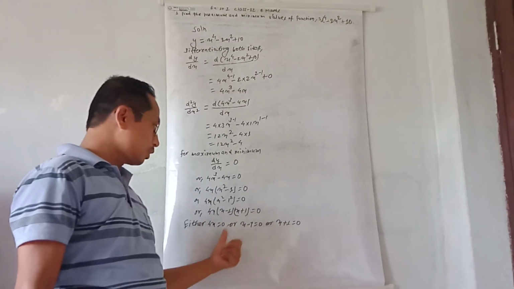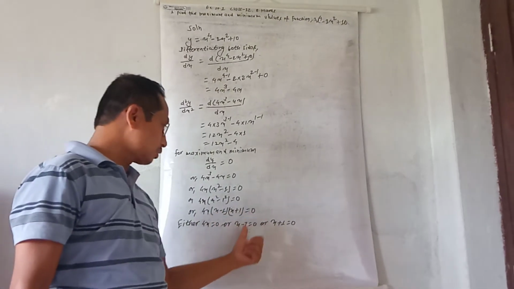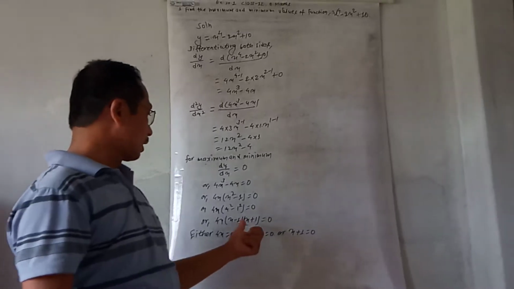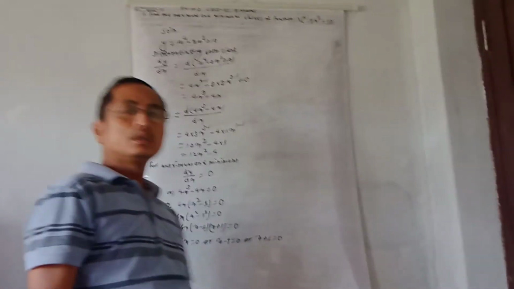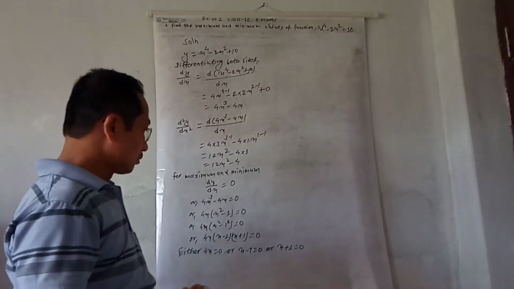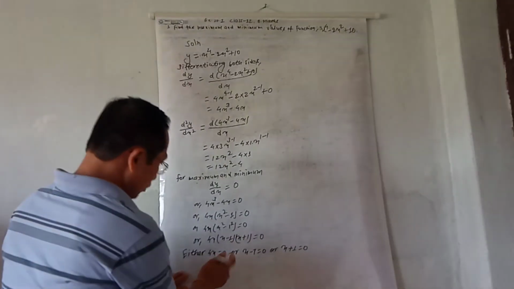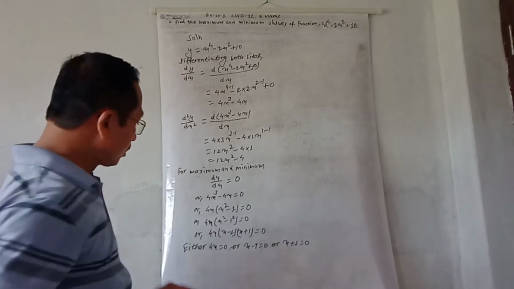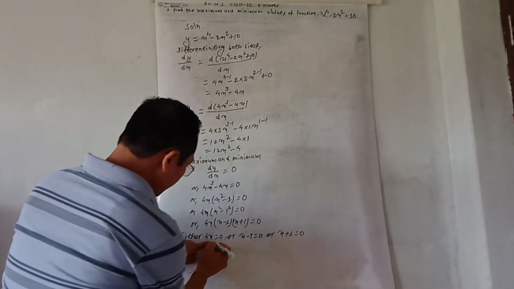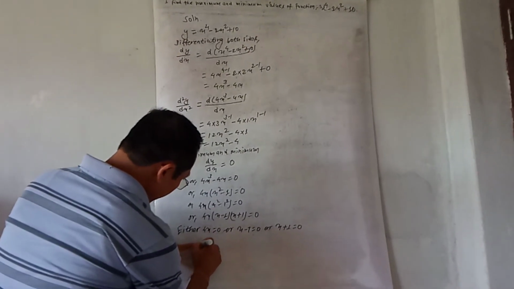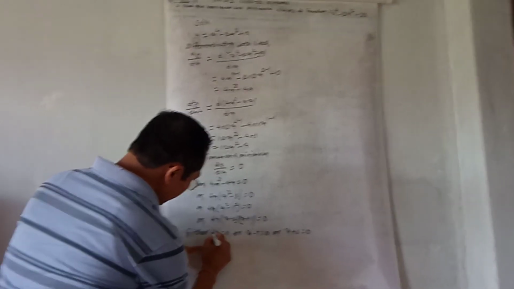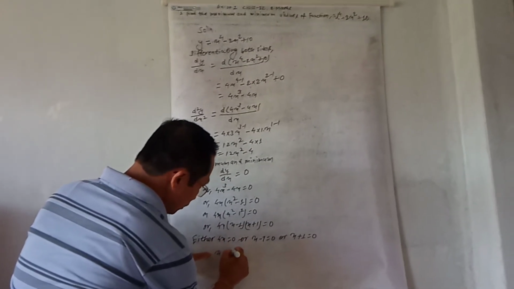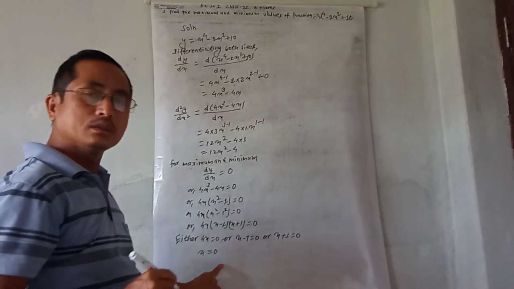4x is equal to 0, one equation. x minus 1 is equal to 0, another equation. And x plus 1 is equal to 0 is the third equation. So by solving these three equations, we conclude the value of x. From the first, we can calculate x: bring the 4 to that side, then 0 divided by 4 means 0. The x value is 0.